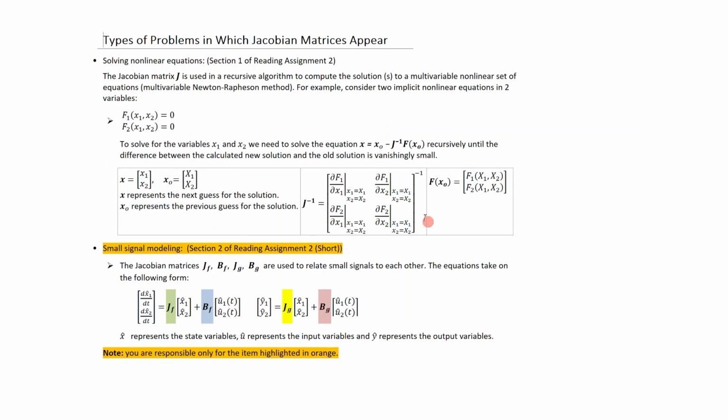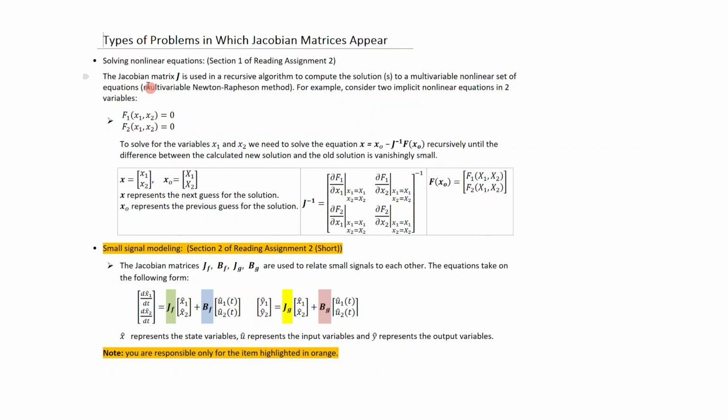All right, so let's look at some examples or problems in which Jacobian matrices appear. So let's take one example, which is, for instance, the issue of solving nonlinear equations. And this is covered in Section 1 of Reading Assignment 2. You're, of course, not responsible for this, but I'm putting it here nevertheless because in future years, if you need to do the calculation of the roots of nonlinear equations, then this is essentially the route that's typically taken.